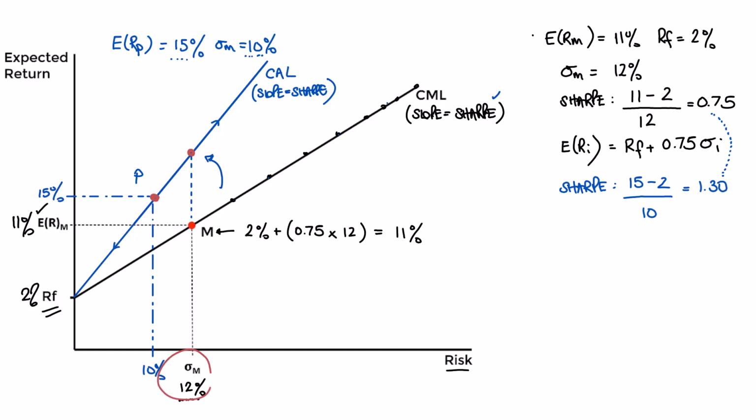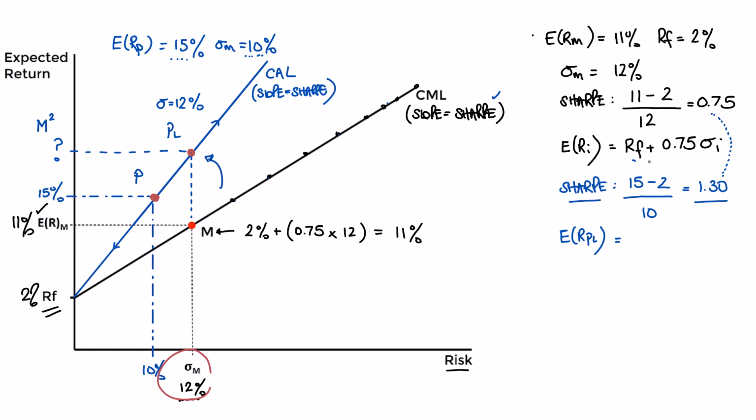So this levered portfolio, let's call it PL, now has the market risk. It's got risk of 12%. The question is, what's its return? That return is M squared. How do we work it out? Well, we know the Sharpe ratio. We can work out the expected return on that levered portfolio.